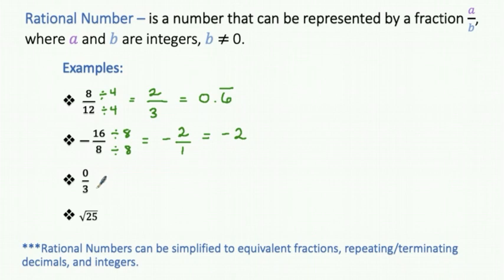And then here we have 0 divided by 3, and 0 divided by anything is simply 0. And then lastly, we have the square root of 25. And now we know that 5 times 5 is equal to 25. But we also know that negative 5 times negative 5 is equal to 25. So the answer here, square root of 25, is 5 or negative 5.